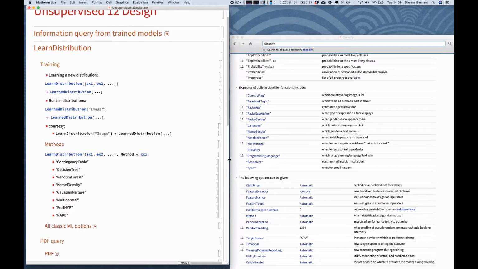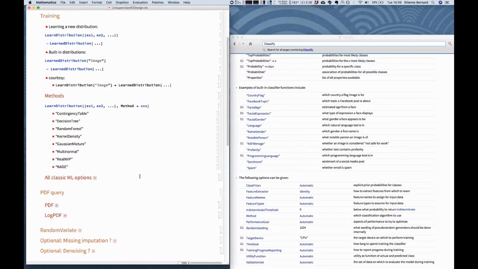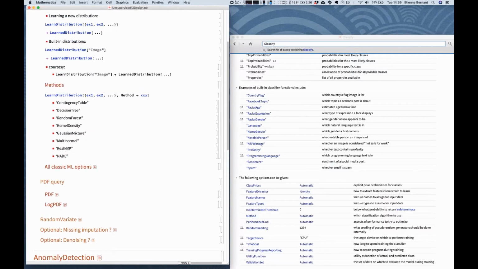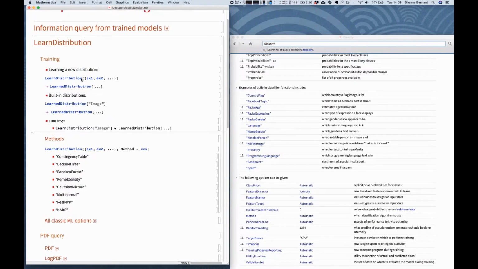Now, are we using these learned distributions as priors for other things? Presumably we are. They could be, yes. Okay, fine. But anyway, let's take a look. So those are our methods. Is that right? Yeah, that's methods. And what's the default? It will use the same automation as classify does.